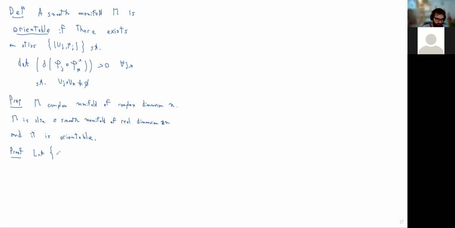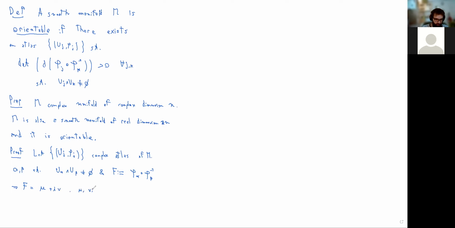So we take a complex atlas of M, and we take alpha, beta such that U_alpha intersected U_beta is non-empty, and define F to be phi_alpha composed with phi_beta inverse. So this is a map between open subsets of C^n, and as such we can write it as the real part plus the imaginary part.